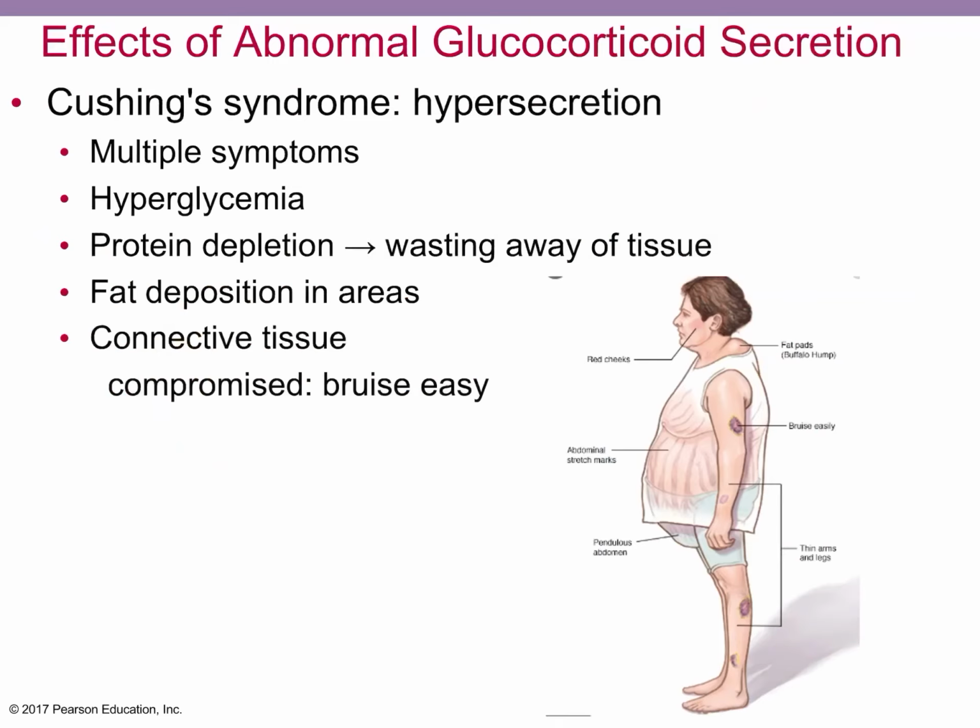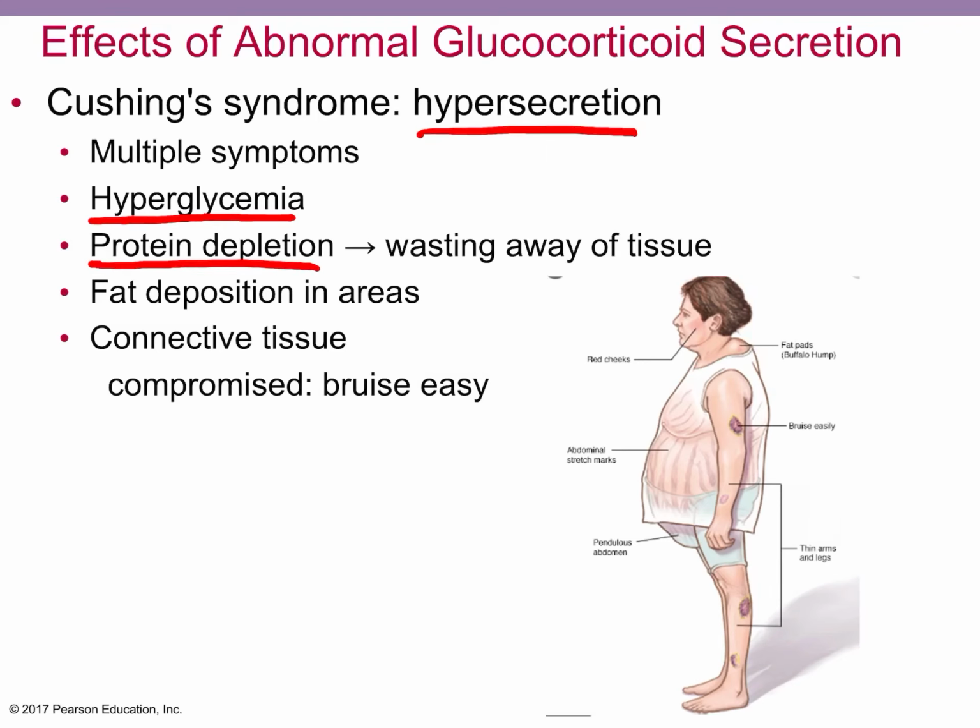Okay, so if you have abnormal amounts of cortisol in your bloodstream, it can lead to something called Cushing's syndrome. This is hypersecretion of the glucocorticoids. And there's lots of symptoms here. Hyperglycemia should make sense because this is a stress hormone, so you want to liberate, you're breaking down glycogen, and so you're having sugar in the bloodstream.